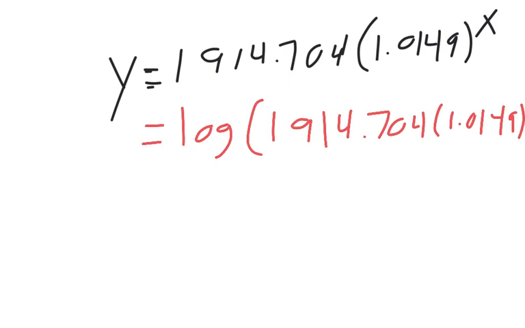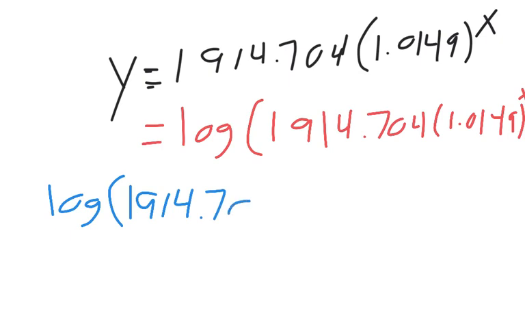Yeah, because it's the same idea, right? I'm logging the output. So this does give the semi-log graph. Watch. What do I have here? All of this is the argument. So I have multiplication in the argument. How can I rewrite multiplication in the argument? Addition of the logarithms. So this is log of the first number plus log of the second number.